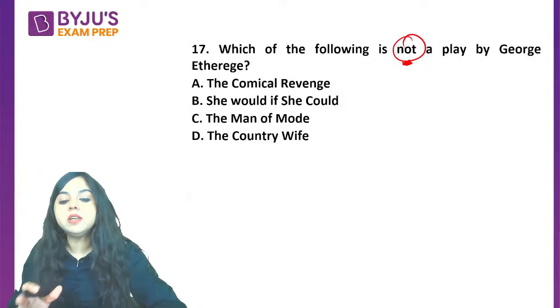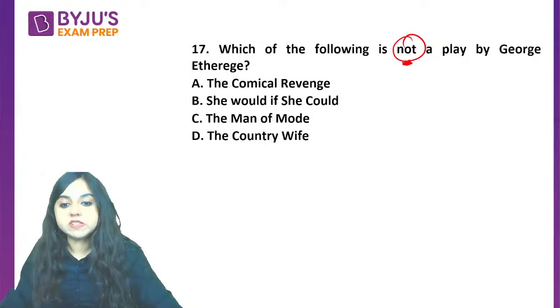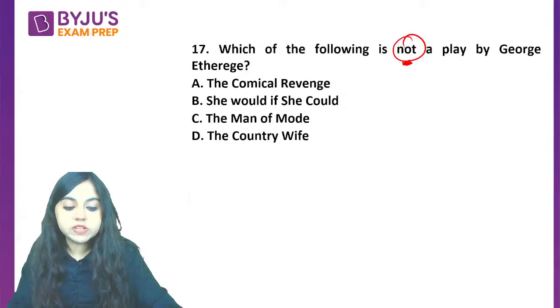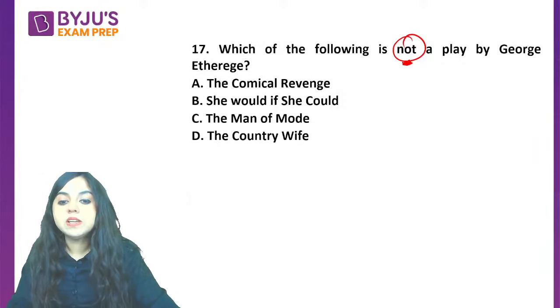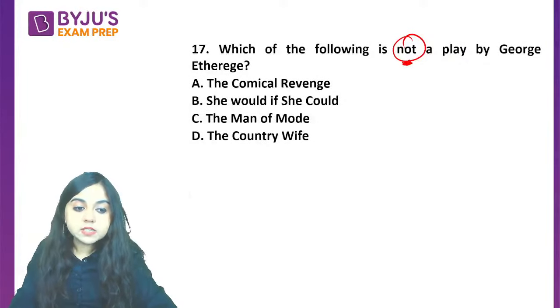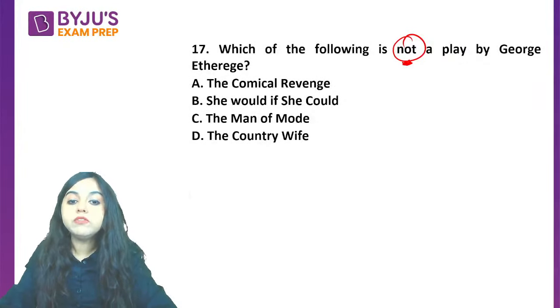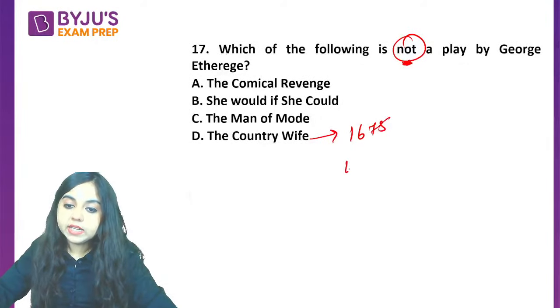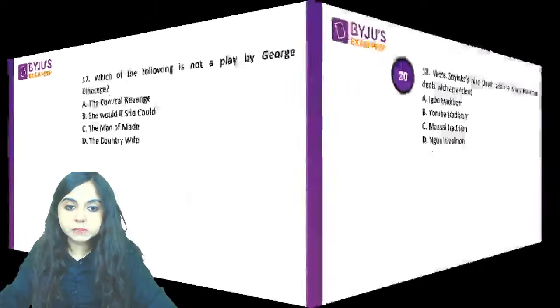The Country Wife was written by Wycherley in 1675. This is a work by William Wycherley. So Country Wife is not the creation of Etherege; it is rather written by Wycherley. Please remember that. Country Wife, 1675, is a work of Wycherley. So please keep that in mind.